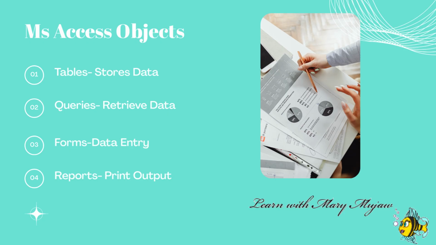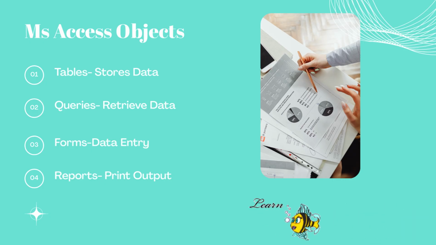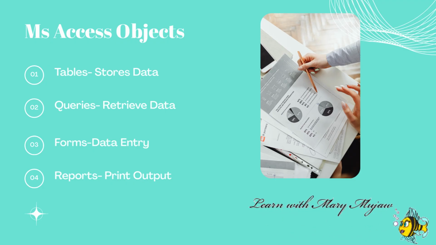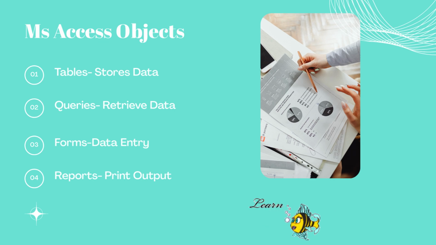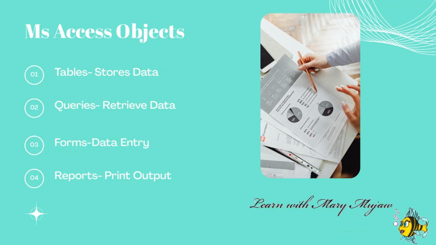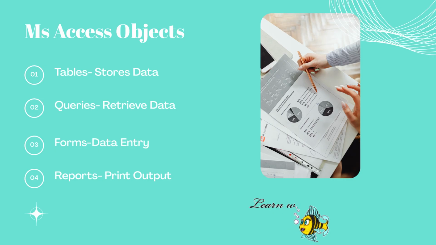A table's main function is to store data. Once you've stored data in a table, the next thing is to query. Query is all about retrieving data from that particular table, and that one is queries. When you want to enter data into that particular table, you can always use a form. And finally, if you want a printed copy or an output, you always use reports.